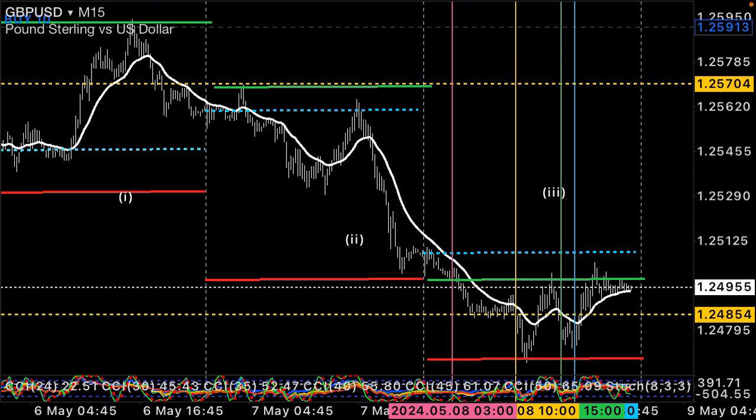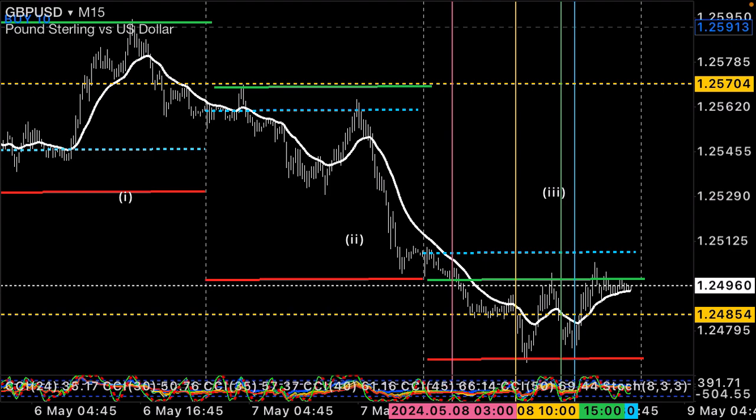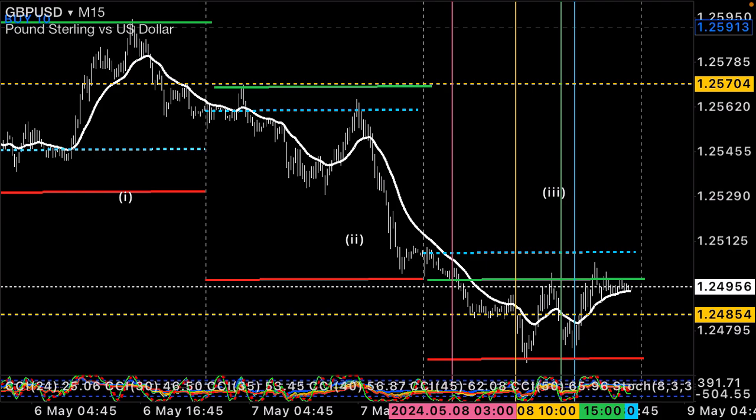The white line looks like mountain ridges, tops going up and down. It is the universal average, the 20 EMA, exponential moving average. The horizontal yellow dotted lines are the monthly high and low.